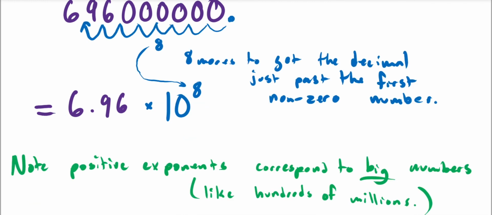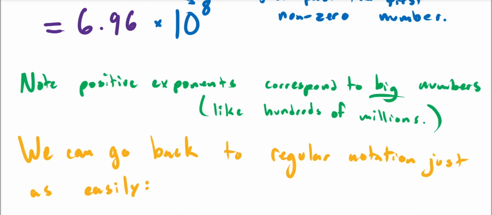I want you to note that when we write things in scientific notation, you know if a number is big or small very quickly. You just look at the exponent and its sign. Positive exponents correspond to big numbers, in this case, like hundreds of millions. And we can go from scientific notation back into regular notation just as easily, just by moving the decimal but keeping the numbers the same.